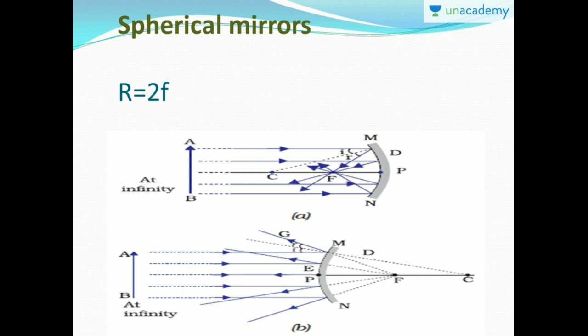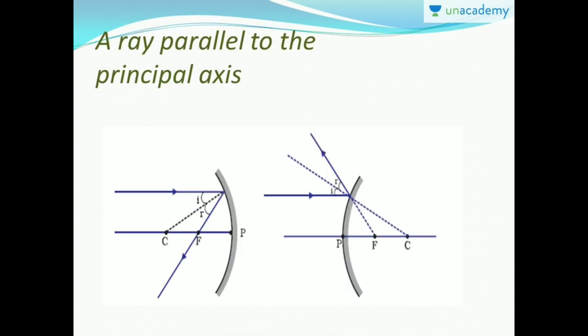Moving on. A ray parallel to the principal axis, after reflection, will pass through the principal focus in case of a concave mirror, which is part A, or appear to diverge from the principal focus in case of a convex mirror. This can easily be seen. This is the reflection of the incident ray, it is very easy.